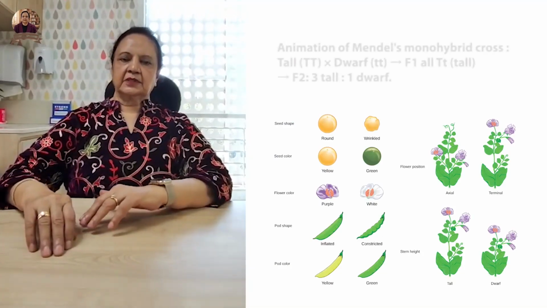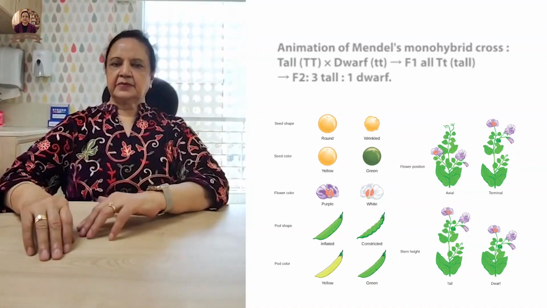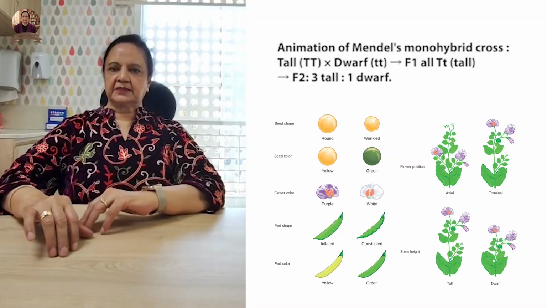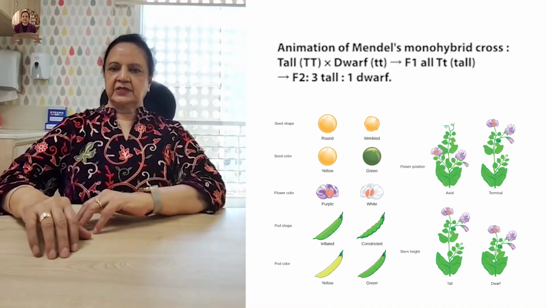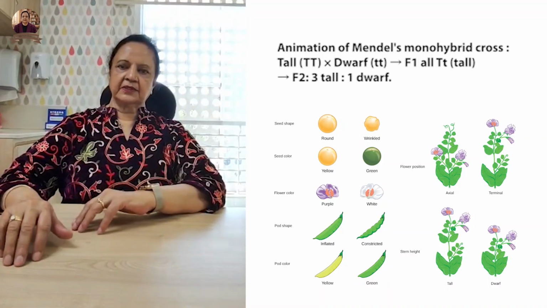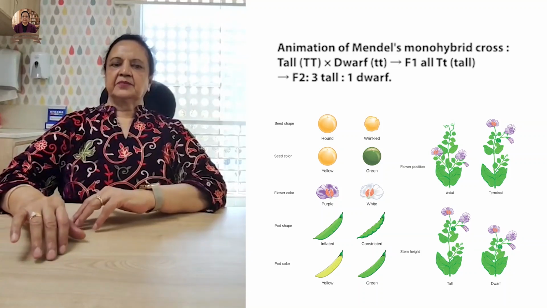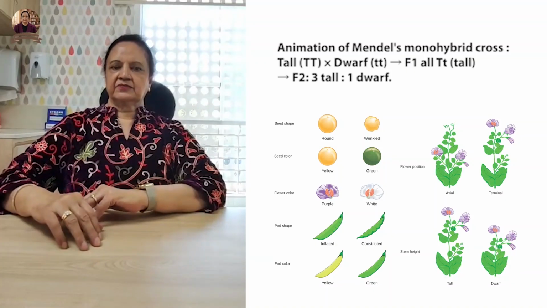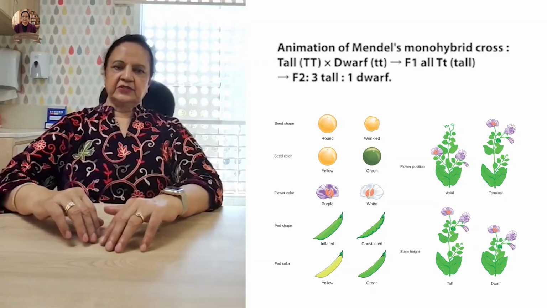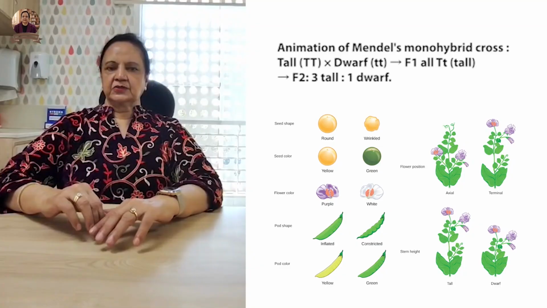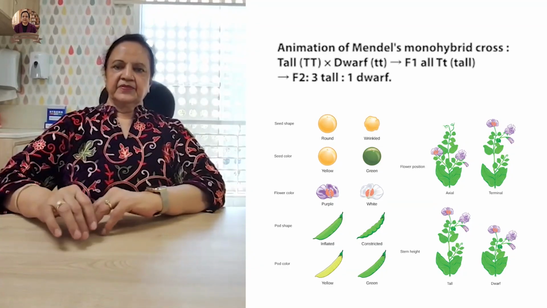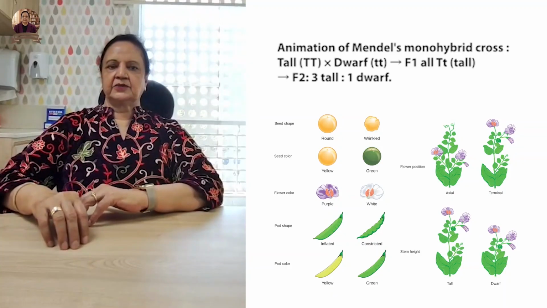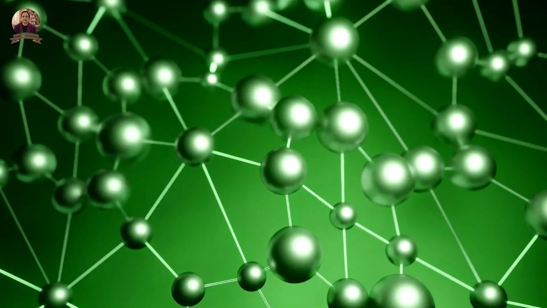Mendel took tall, that is capital T, and dwarf, that is small t, pea plants. In the F1 generation, all tall plants were born with genotype capital T, small t. Tallness is dominant over dwarfness. In the F2 generation, 3 tall and 1 dwarf plant were obtained. This shows the law of segregation. Alleles separate during gamete formation.